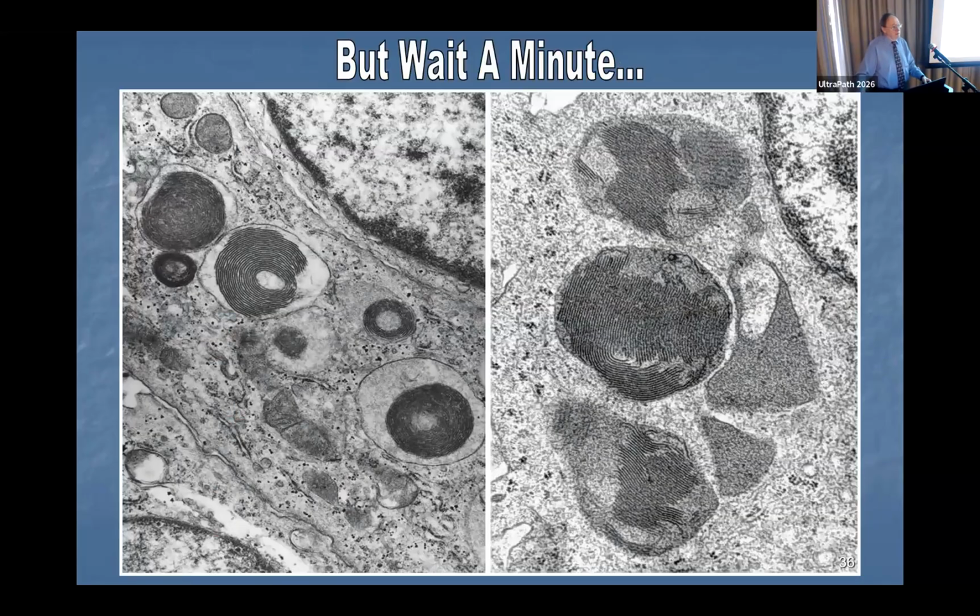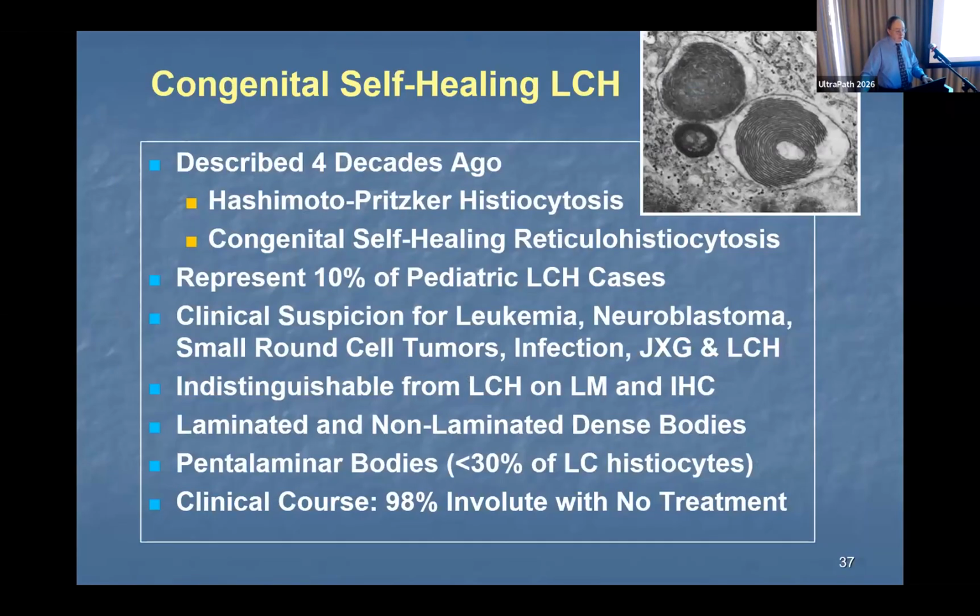But if you look at this case more completely, you find these types of inclusions. Not only do you find Birbeck granules with nice pentalamellar structures, but you find a laminated appearance, almost a fingerprint type of appearance here. With this, it is a fairly specific finding that you have congenital self-healing Langerhans cell histiocytosis. It was described about 4 decades ago by Hashimoto and Pritzker, and called Hashimoto-Pritzker histiocytosis, and at one time was also called congenital self-healing reticulohistiocytosis. The more appropriate term is congenital self-healing LCH.